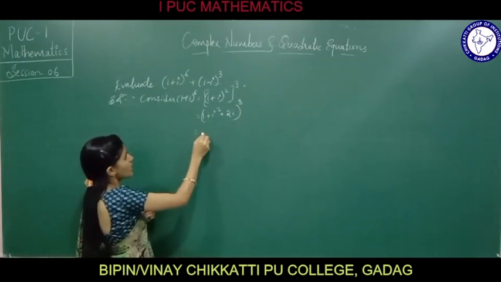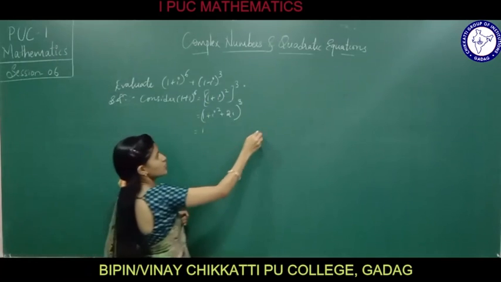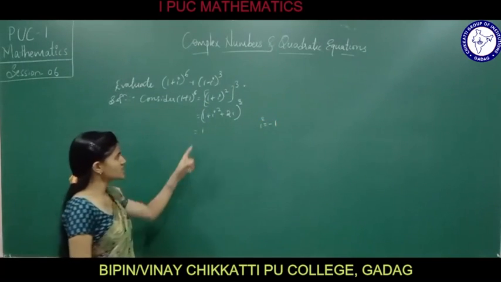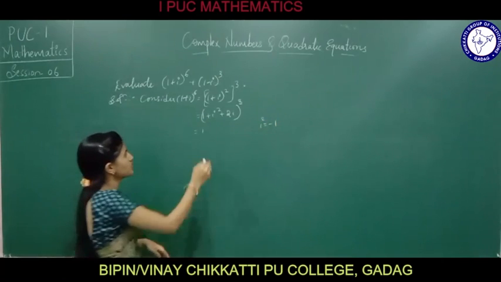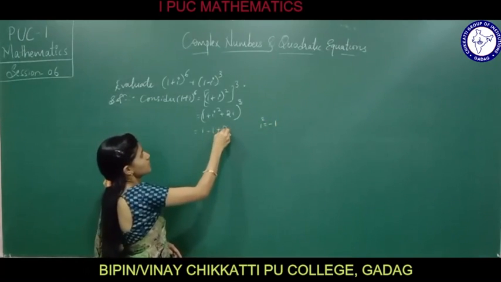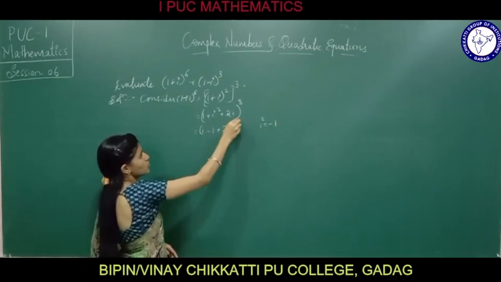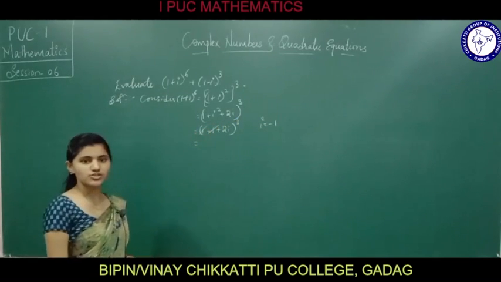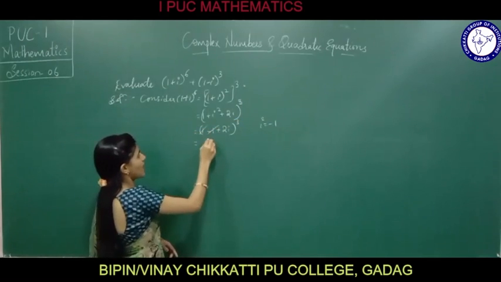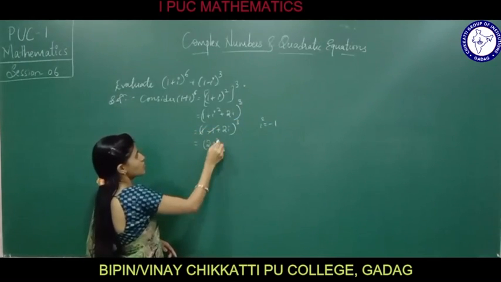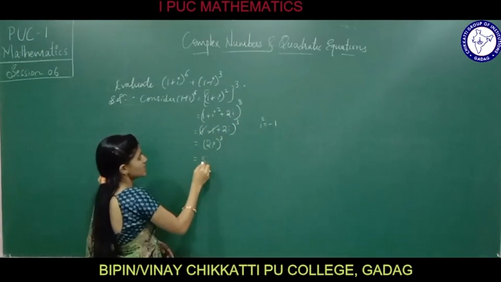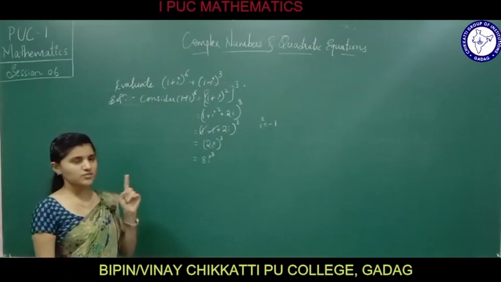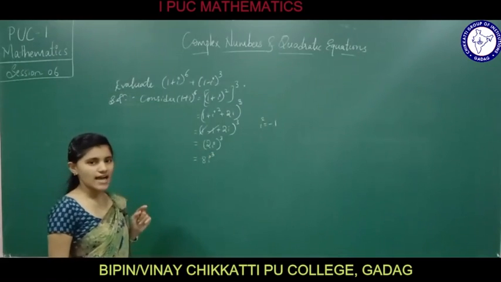Nothing but I am going to have it as 1. We know that value of i square is minus 1. That is 1 minus 1 plus 2i whole raised to 3. Now what is going to happen? Plus 1 and minus 1 is going to get cancelled. I have 2i whole cube, nothing but 8i cube. 2 cube, 2 2s are 4, 4 2s are 8. 2 cube is 8. I got 8i cube.